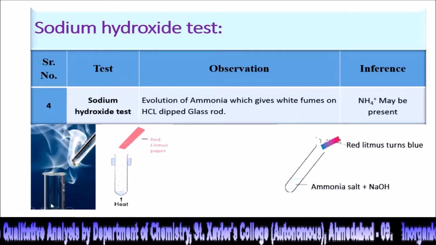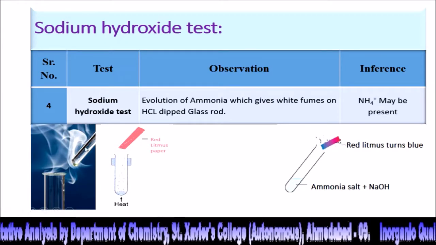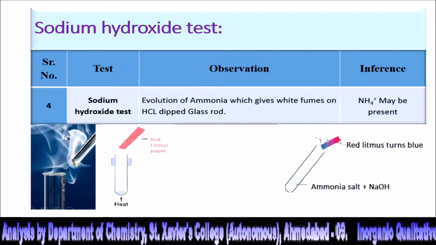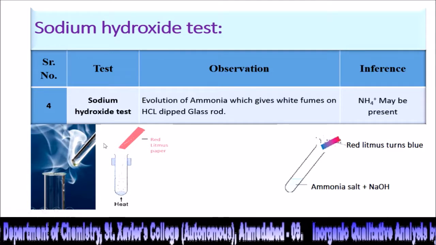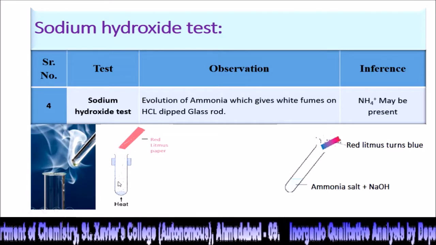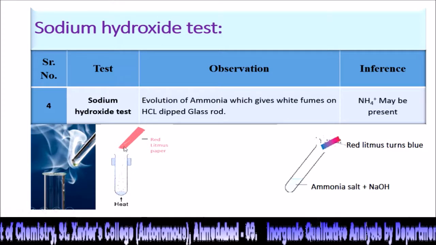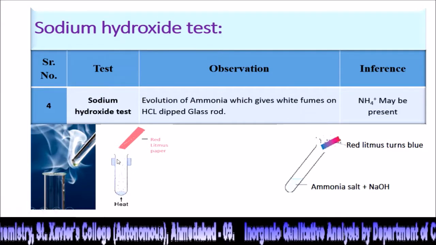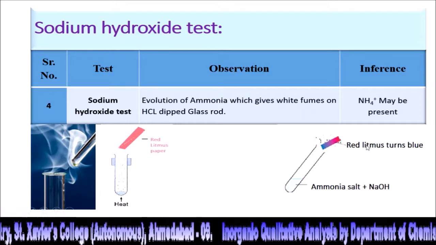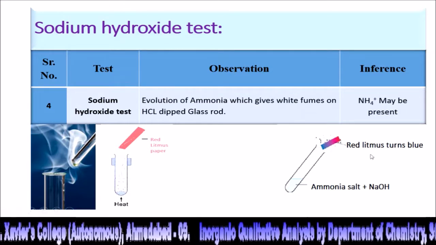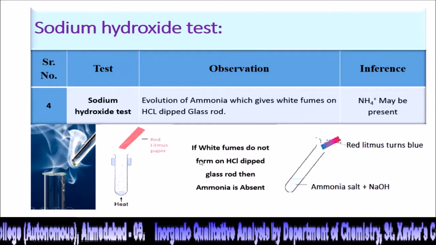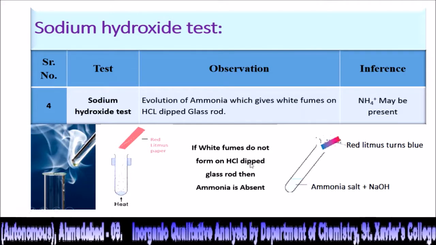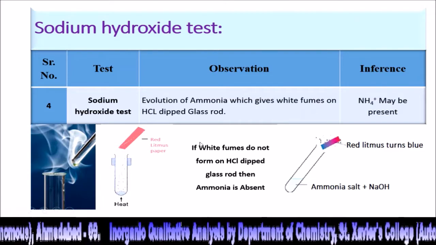So here you can see that if the coming gas is ammonia, then a stirrer dipped into HCl is going to give you white fumes. If you are not satisfied with this observation, you can heat the compound with NaOH and put red litmus paper at the mouth of the test tube, and if the red litmus turns blue, then ammonia would be present. If white fumes do not form on the HCl dipped glass rod, then ammonia must be absent.